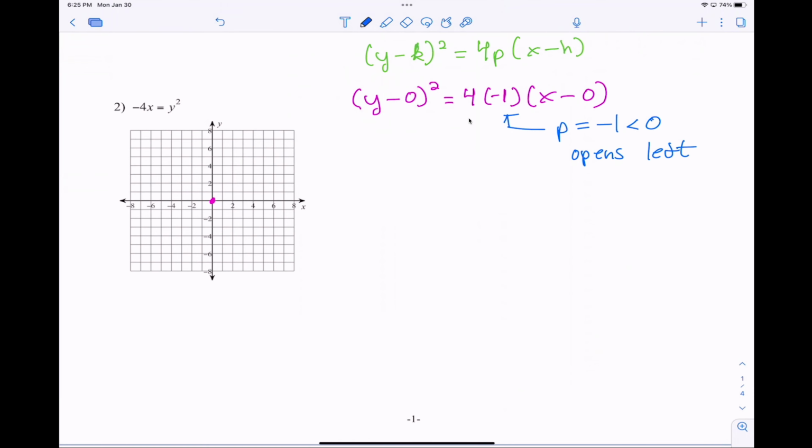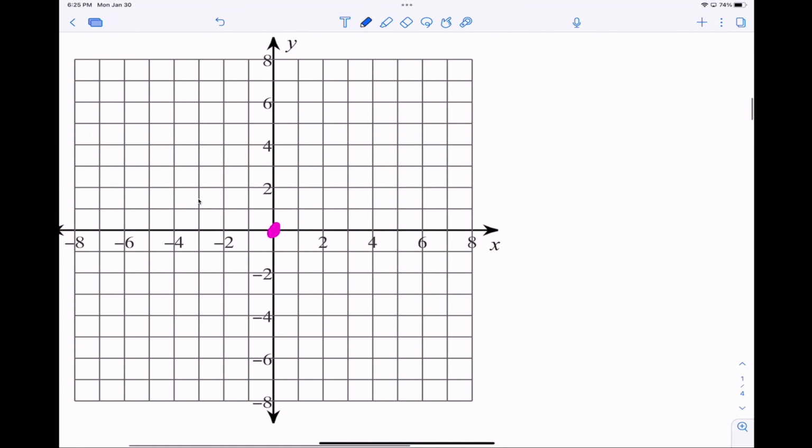Since p is negative, from the vertex, you draw the focus to the left. If p is positive, you draw the focus either right or up, depending on which way the parabola opens. If p is negative, you draw the focus either left or down. P is negative 1, so I drew the focus 1 unit to the left of the vertex of my parabola. The parabola will open around this focal point, and that's how I know it'll go to the left.